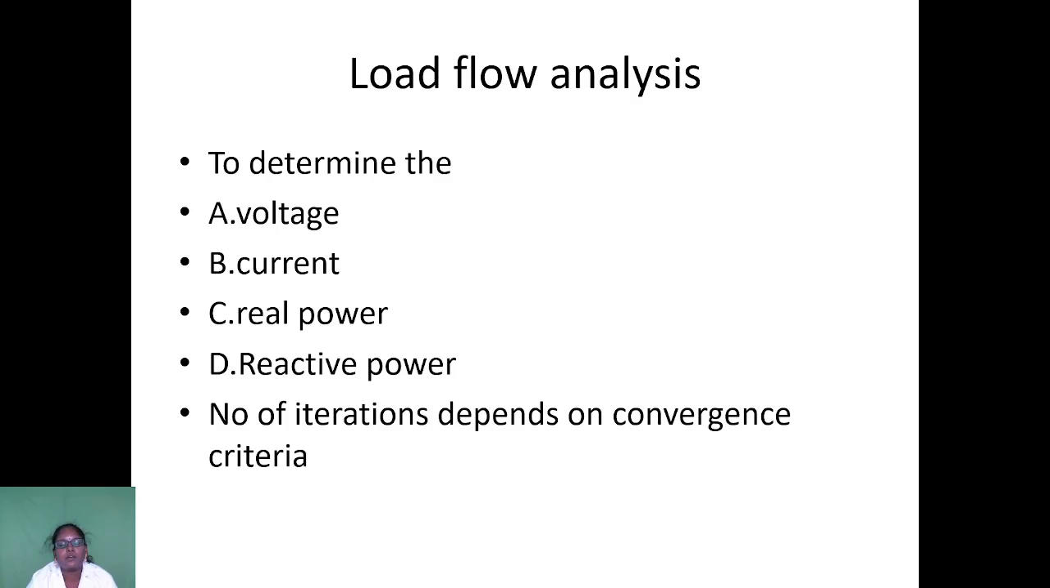In load flow analysis, there are three load flow methods available in the power system network. The first is the Gauss-Seidel method, second is Newton-Raphson, and third is the fast decoupled load flow method. These are the standard conventional methods involved in load flow analysis. They depend on iterative processes, and the number of iterations depends on the convergence criteria. If the system is large, it takes more iterations to converge to the load flow solution.